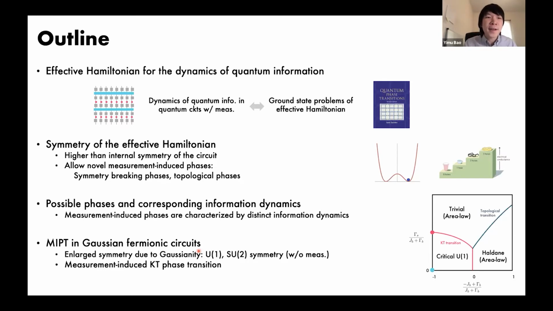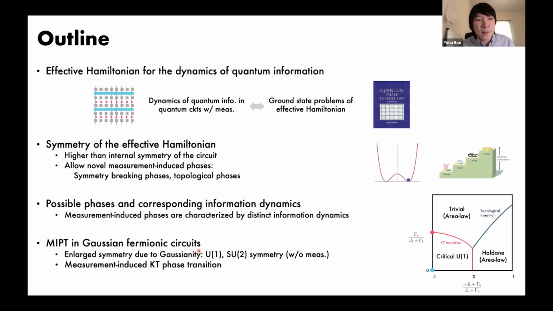And in the second part, I'm going to talk about what governs the symmetry of this effective Hamiltonian. And you will see it's in general higher than the internal symmetry of the circuit. This will allow many novel measurement-induced phases, including the symmetry breaking phases and topological phases. In the third part, I'm going to show that the different possible phases correspond to distinct information dynamics.